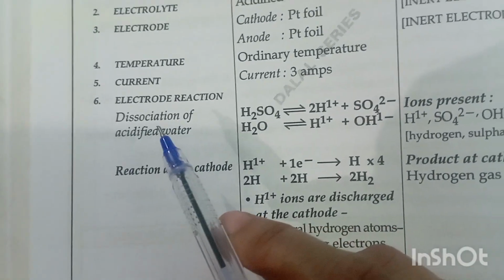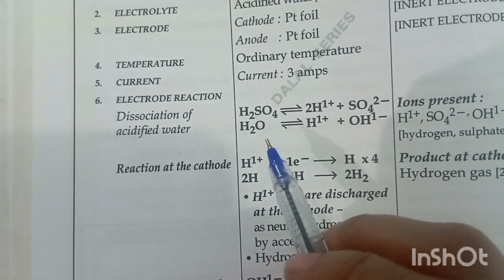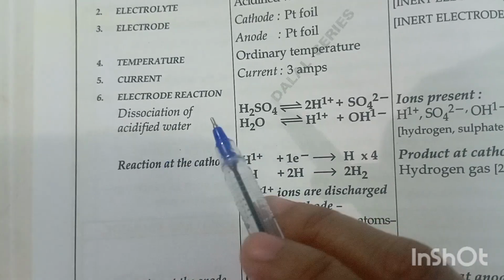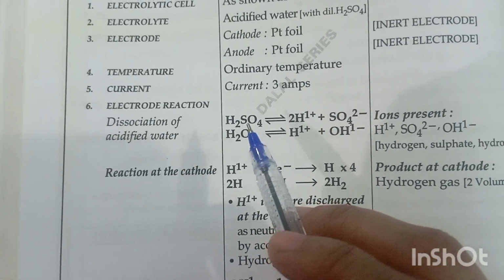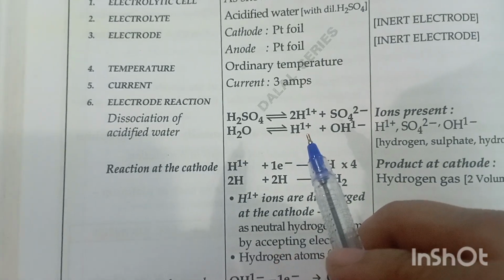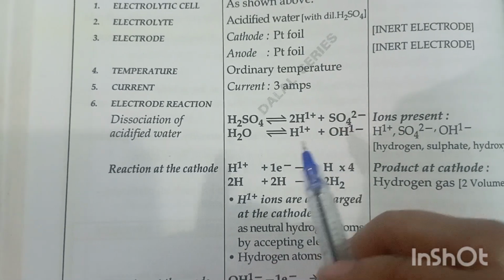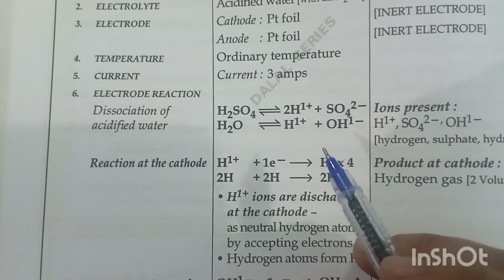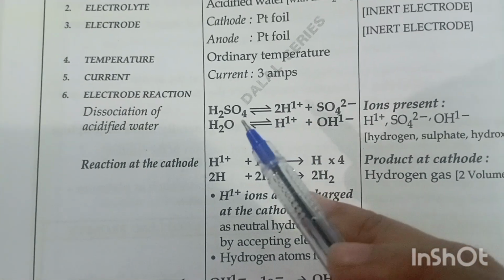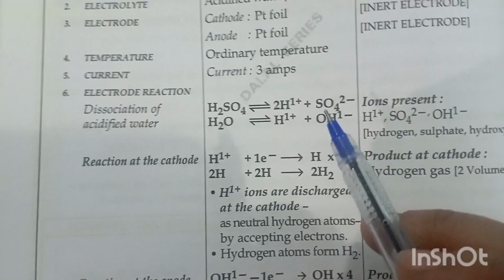Now the electrode reaction. Acid as well as water will dissociate. Dissociation of acidified water: here H2SO4 will catalyze the ionization of the water molecule into its respective ions, H plus and OH minus. Hence this reaction is also termed catalysis. Now which one is acting as a catalyst here? Dilute H2SO4 is acting as a catalyst here.